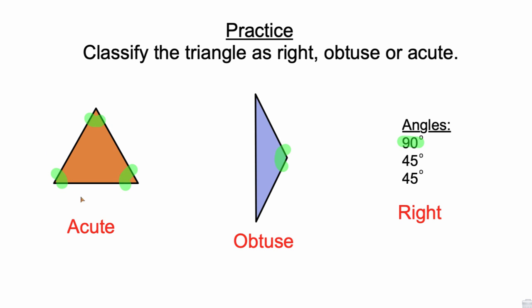All right, so our first orange triangle is acute. Every angle is acute in this one. Our second one is obtuse. We have one obtuse angle and the others are acute. And then our final one, we have that 90-degree angle, so it's automatically going to be a right triangle.